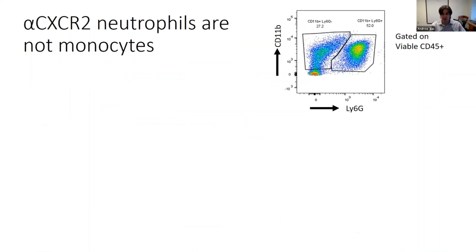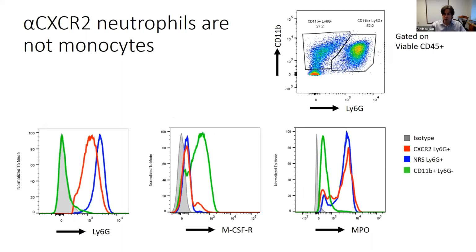And one of the very common questions that we get when I first started to show this data, because they were showing these alternative classical M2 markers, is: are these monocytes? And so here I show you a representative plot in which we are focusing on these neutrophils, and these are our Ly6G negative population, but CD11b positive, so monocyte population. And when we look at the neutrophils versus the monocytes, we find that the monocytes are Ly6G negative as opposed to the neutrophils.